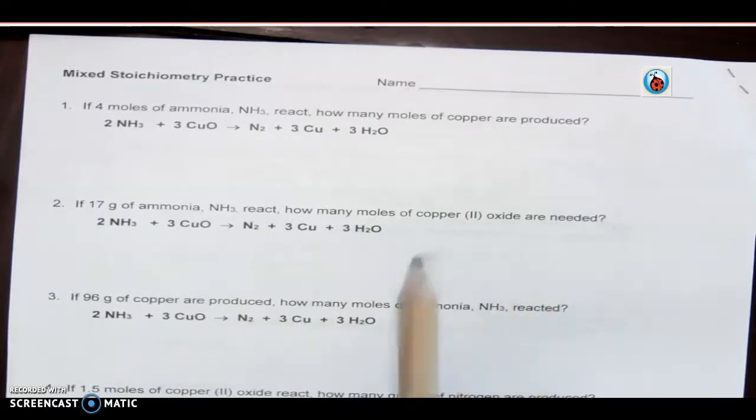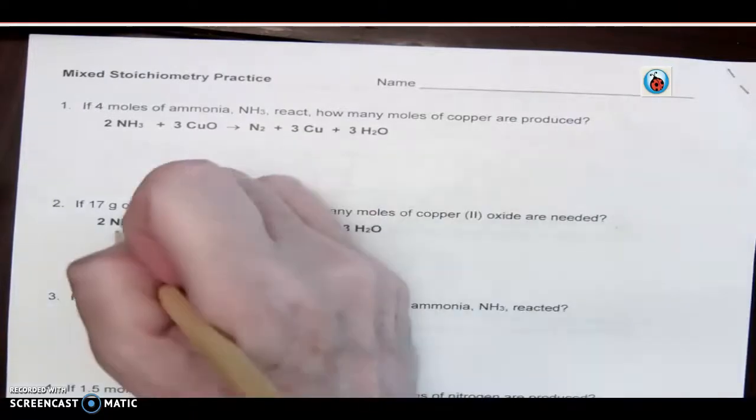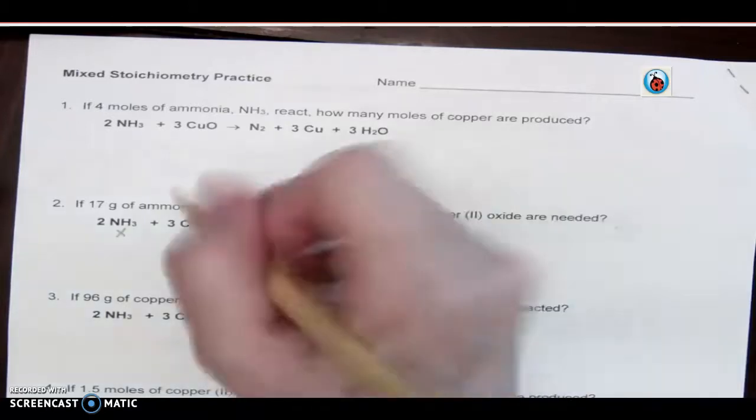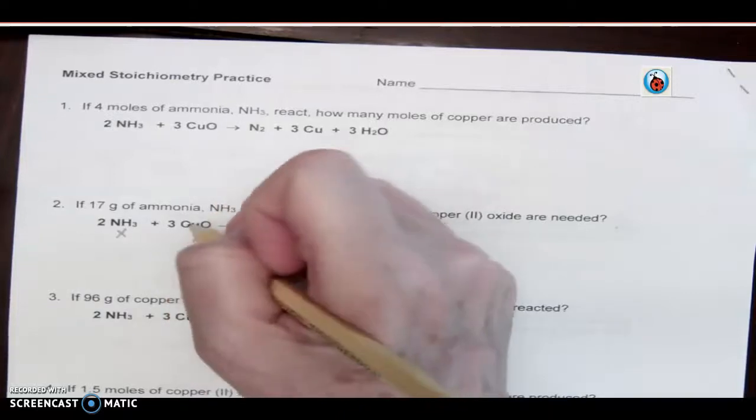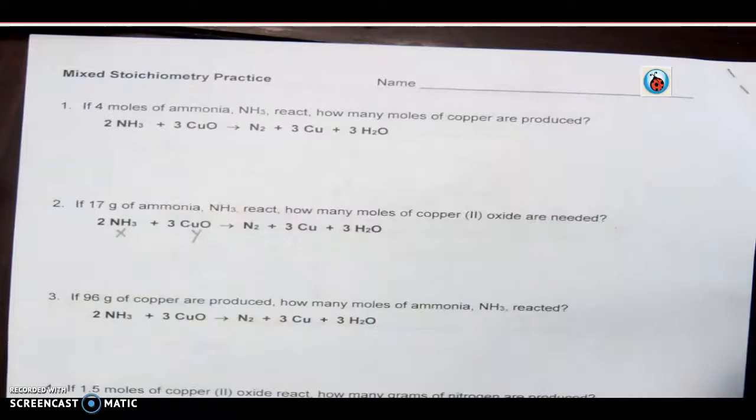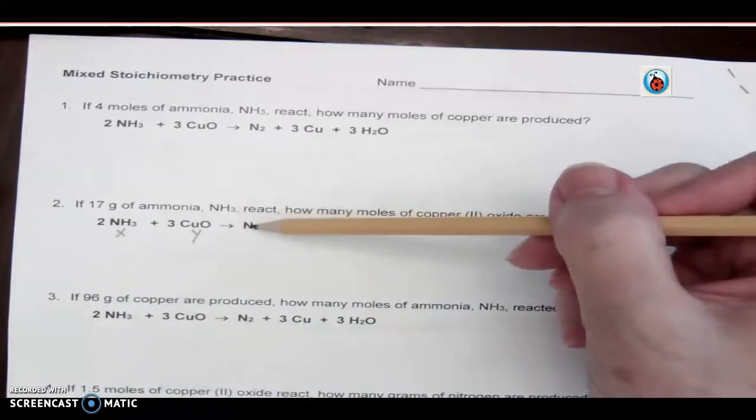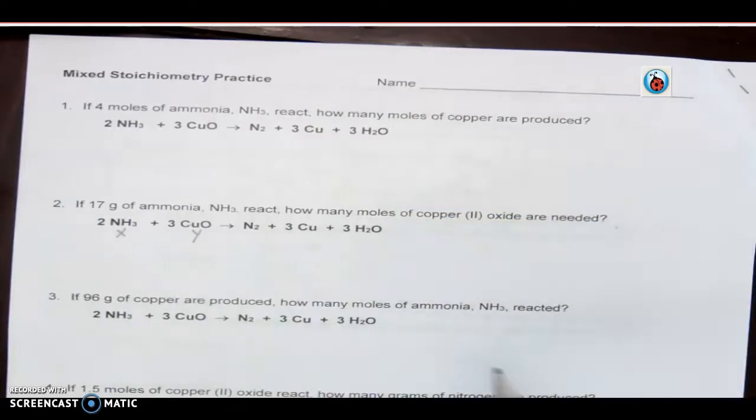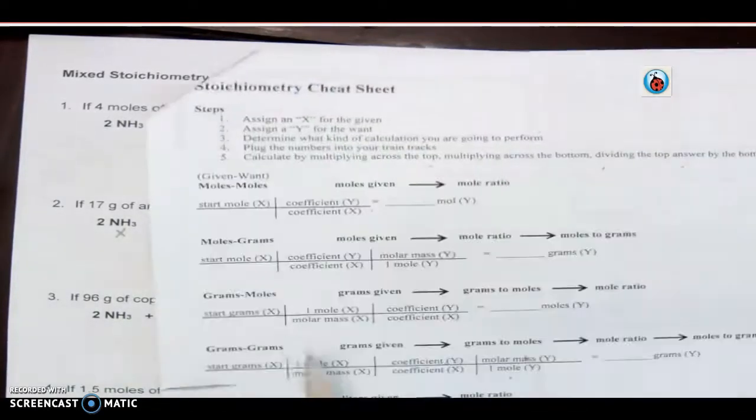Okay, so what do I know? I know that I've got 17 grams of ammonia, and I want to know how many moles of copper 2 oxide. So this is copper oxide, and that's copper 2, okay, because on the other side, what do we have? Nitrogen gas, copper, and water. Okay, so this is going to be grams to moles.